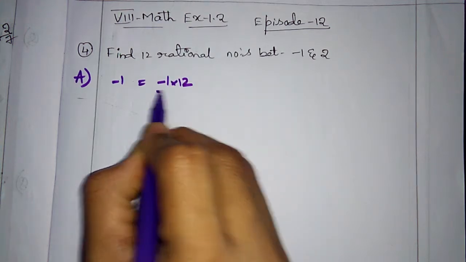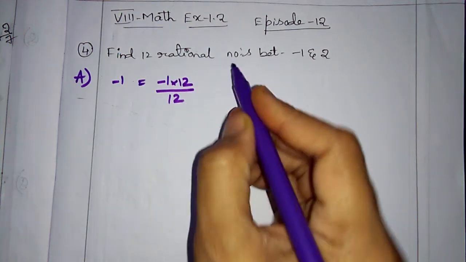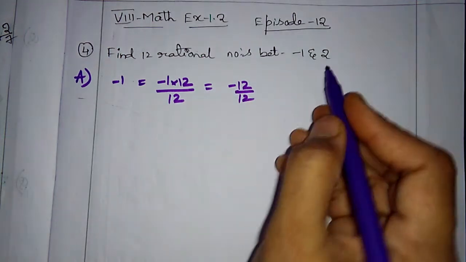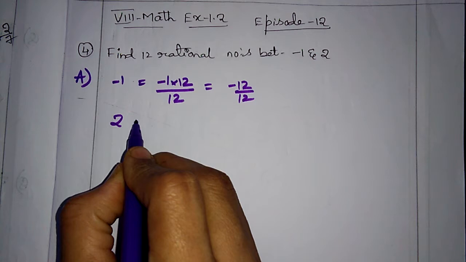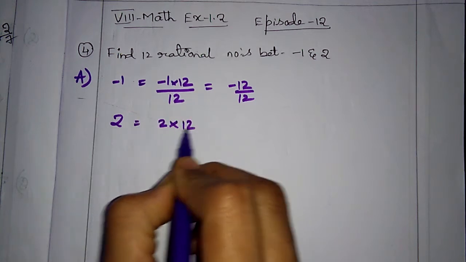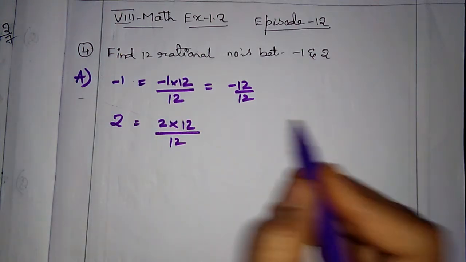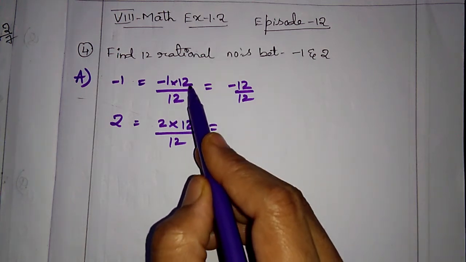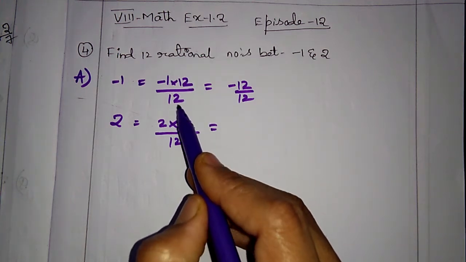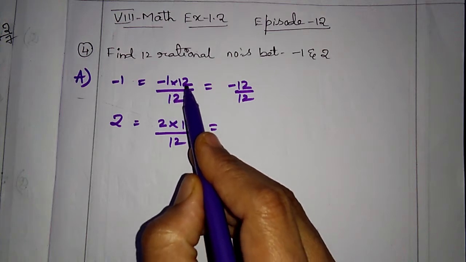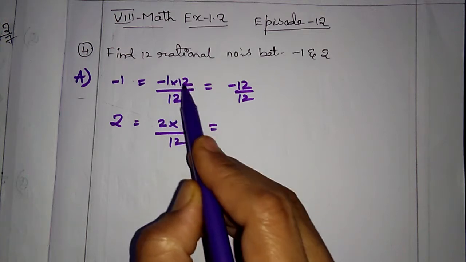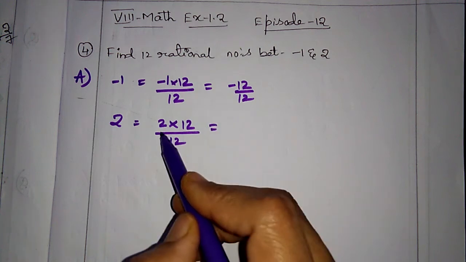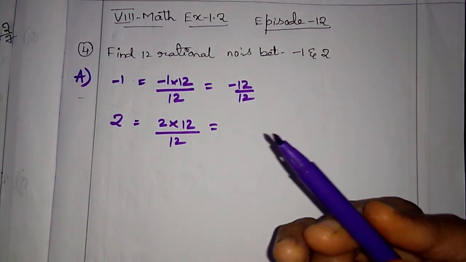Into 12 by 12, equivalent fraction. So how much did you get? -12 by 12. Next, 2 is also there. 2 also multiply with 12, divide with 12, equivalent fraction, children. When you are multiplying, you have to multiply with the same number and divide by the same number, so that if you cancel them, you will get the same answer. 12 ones are 12, 12 ones are 12, you will get -1. 12 ones are 12, 12 ones are 12, you get 2 here as the answer.